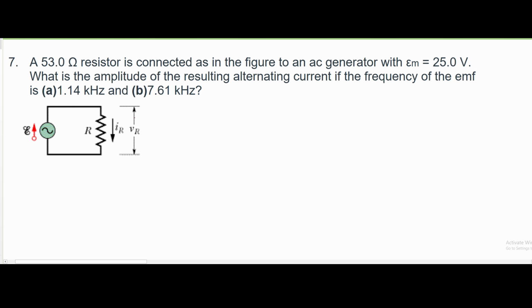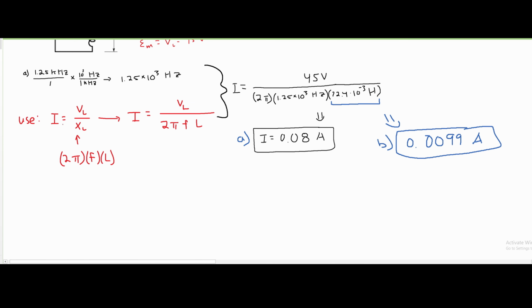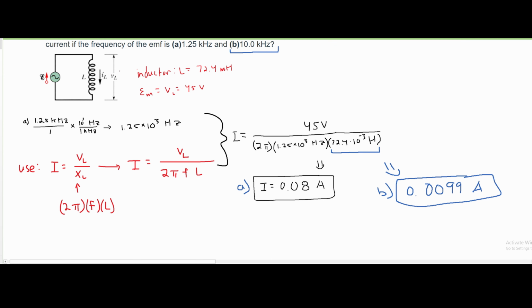Our first value is 53.0 ohms. This is our resistor. So we can say that R is equal to 53 ohms. This is also going to equal X_R, which will become relevant in a second. Our alternating EMF is 25 volts, and that's also equal to V_R, which will become relevant with our X_R. In previous problems, we had this formula, I is equal to V_L over X_L, and that was looking at this portion right here.